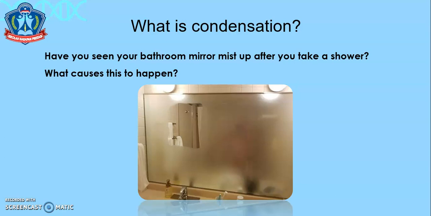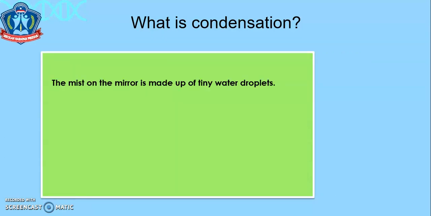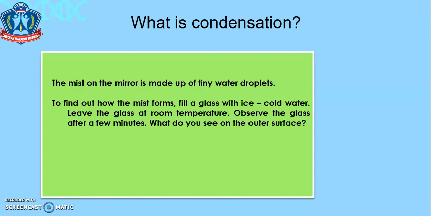So what is condensation then? Have you seen your bathroom mirror mist up after you take a shower? What causes this to happen? Let's find out. The mist on the mirror is made up of tiny water droplets. To find out how the mist forms, fill a glass with ice-cold water, leave the glass at room temperature, and observe the glass after a few minutes. What do you see on the outer surface?